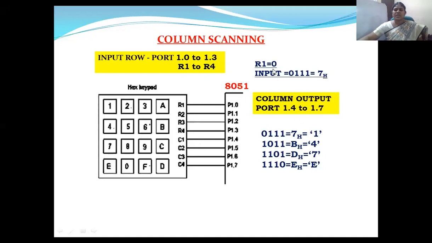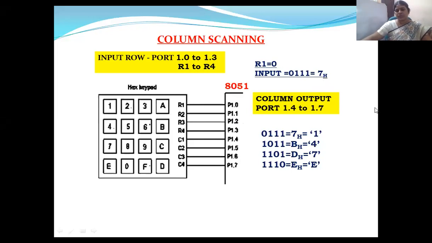So I'm saying that I'm going to select row 1. I'm going to scan this row 1 first. So row 1 I'm going to keep 0, so P1.0, I'm keeping 0. The rest, as I already said, first you make all the values 1. Which row you're going to scan, that row alone I'm making 0. This is my initial step. So R1 I have kept at 0, so this becomes 0, 1, 1, 1. That is what I have written here. This hexadecimal value is nothing but 7.